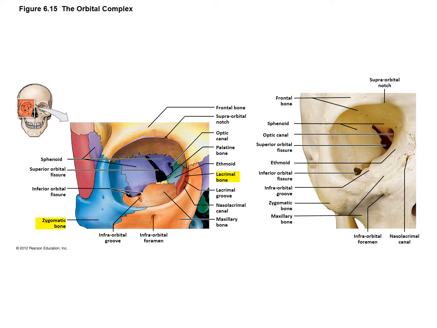We also, of course, have the lacrimal bone. The lacrimal bone contains the lacrimal fossa, which permits the passage of ducts from the lacrimal gland to the eye. This is what would collect tears.